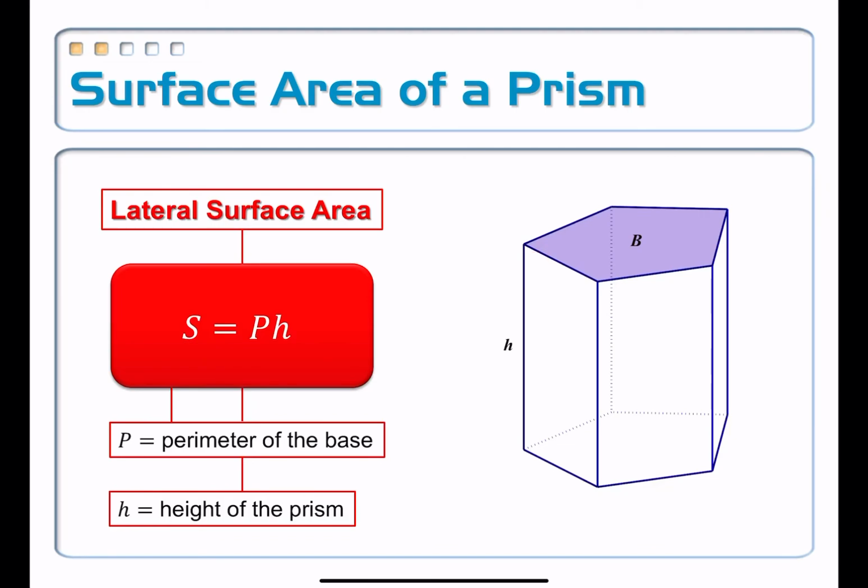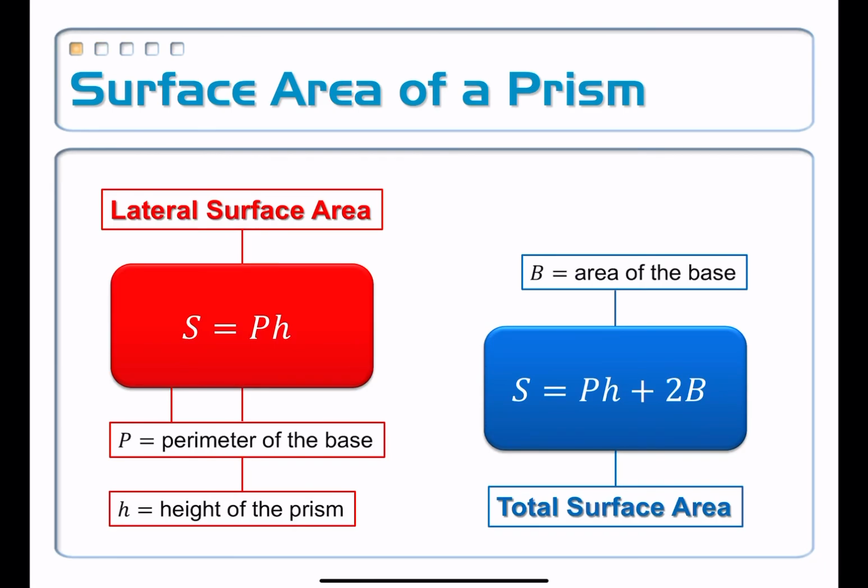All right, and then we said if we were going to find the total surface area, the only thing left to do is add in the area of the two bases. And we're just going to generalize that with the capital letter B here. And I need two of them. So the total surface area, you take the lateral surface area that we found before, perimeter of the base times the height, and then add in two bases.